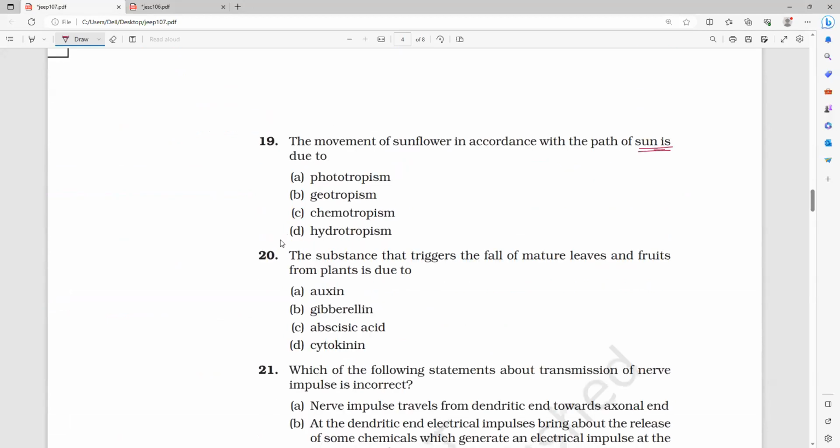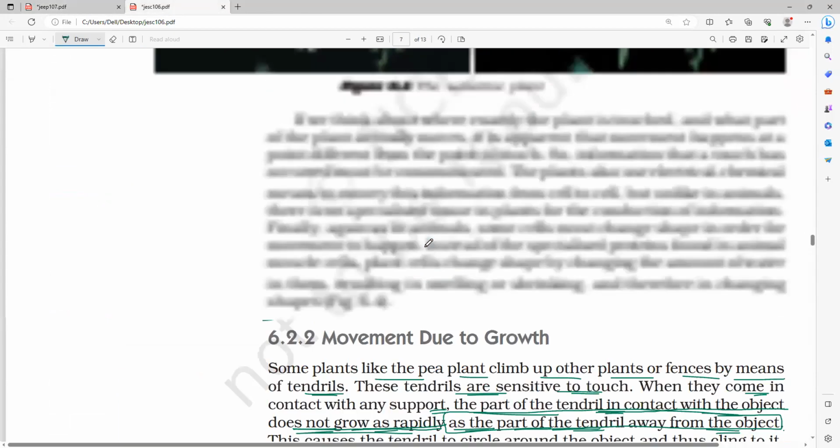The path of the sun is due to phototropism, light. Next, the substance that triggers the fall of mature leaves and fruits from the plants, which also inhibits growth. Who inhibits the growth, everybody? That is what we studied as wilting. Am I right or wrong?